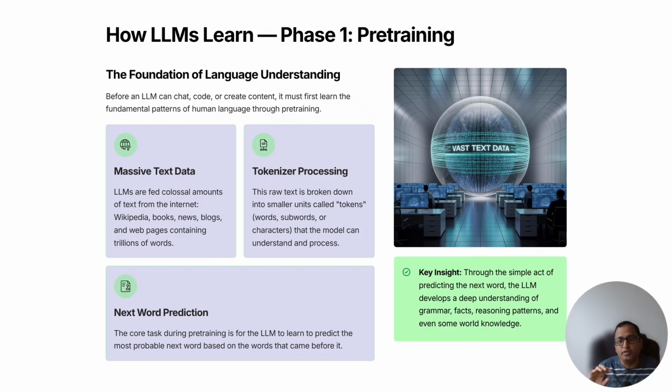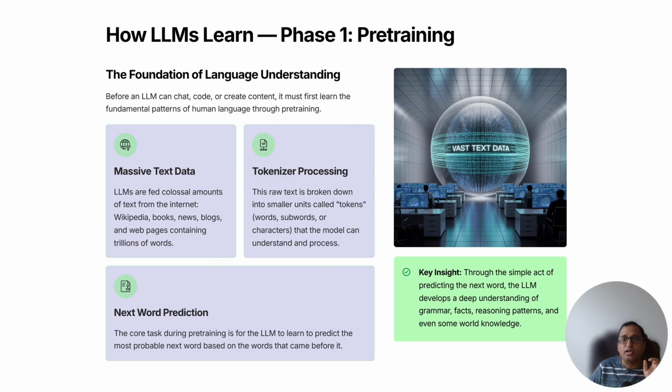So let's begin with the first phase in training a large language model, which is nothing but the pre-training phase. Before the model can chat with us or write code or generate creative content, it must first understand the structure of human language. And it does that by learning from a massive amount of raw text, what we call pre-training. First we feed the model a large amount of text data. You can think of Wikipedia, books, blogs or news articles. Basically the entire readable internet. We are talking about trillions of words.